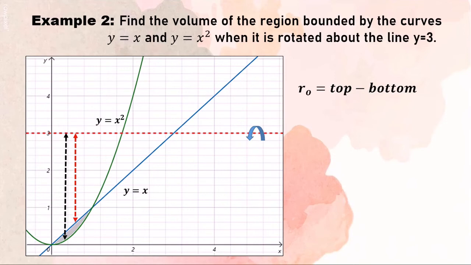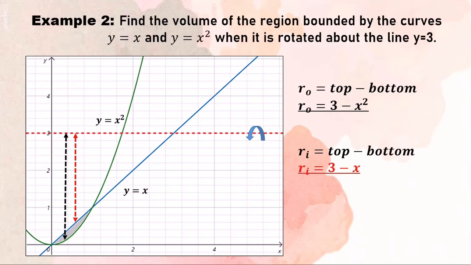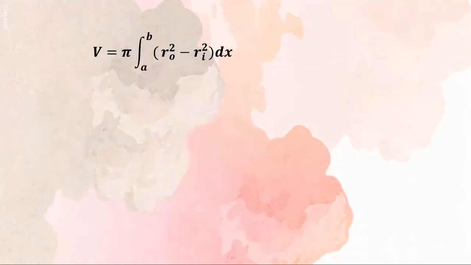So the value of the top is 3 because 3 is at the top of our graph, and minus the bottom, which is x squared. So our outer radius is equal to 3 minus x squared. How about for the inner radius? Again, the top minus bottom: the top is 3 and the bottom is x. So the inner radius is equal to 3 minus x. Since example 2 is parallel to the x-axis, we use again this formula.